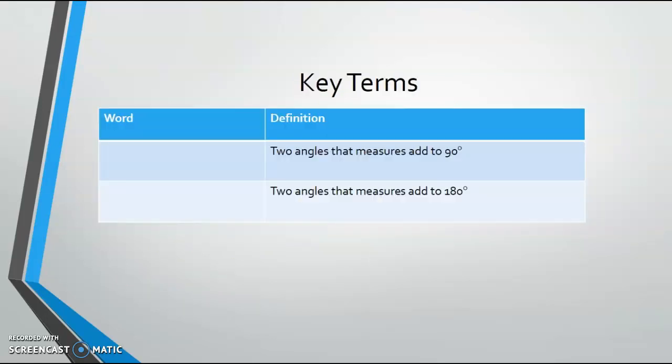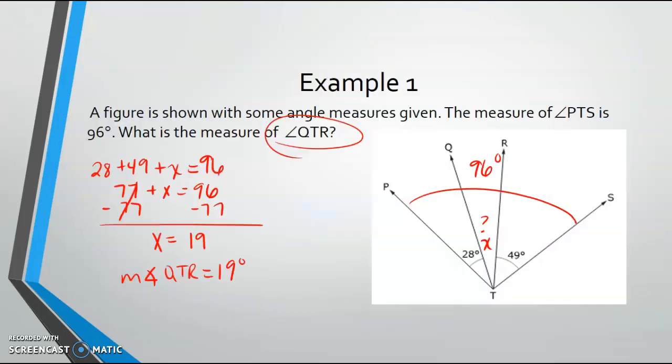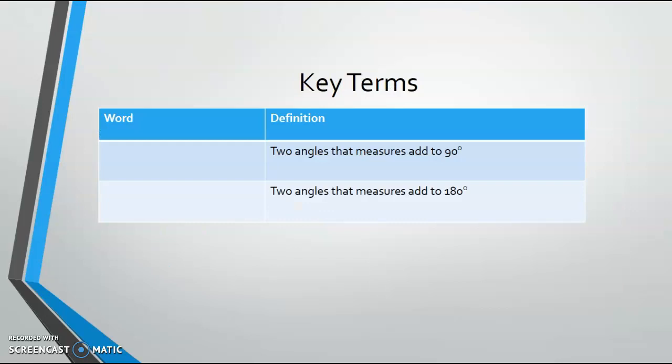All right, moving on to the next example, or slide. That's what I'm really looking for. We've got some more key terms. Two angles whose measures add to 90 degrees are complementary angles.